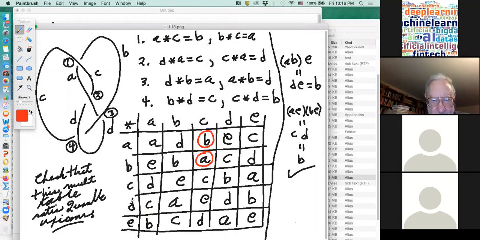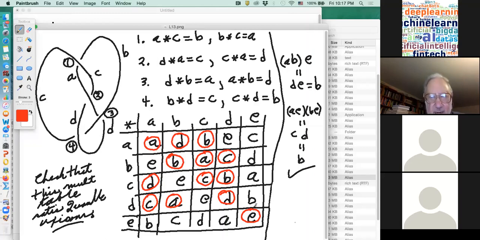D times A is equal to C. C times A is equal to D. D times B is equal to A. A times B is equal to D. BD equals C. And CD equals B. That's not everything, but we also have A times A is equal to A, B times B equals B, and so on, because of the axioms for the quandle.